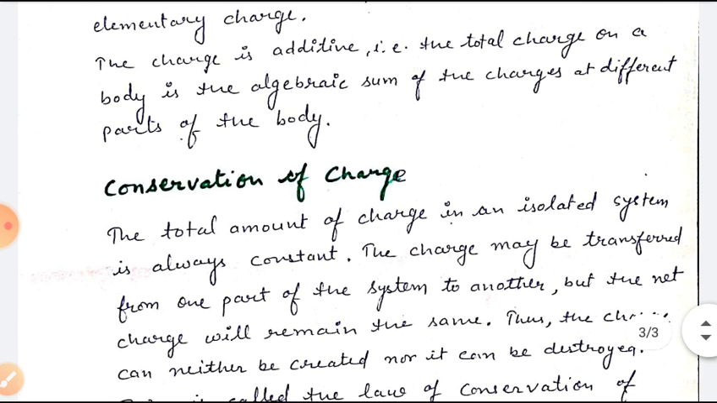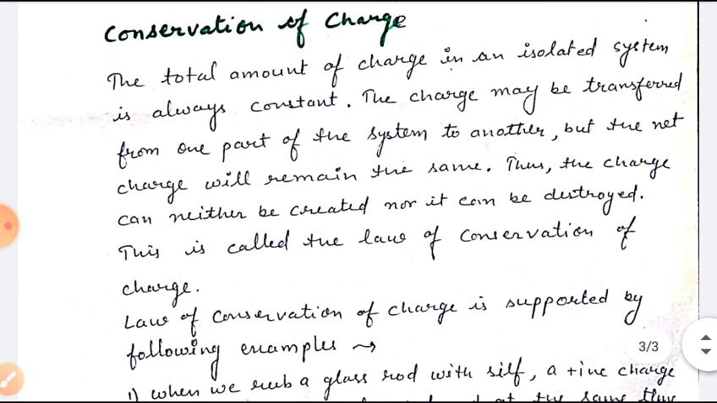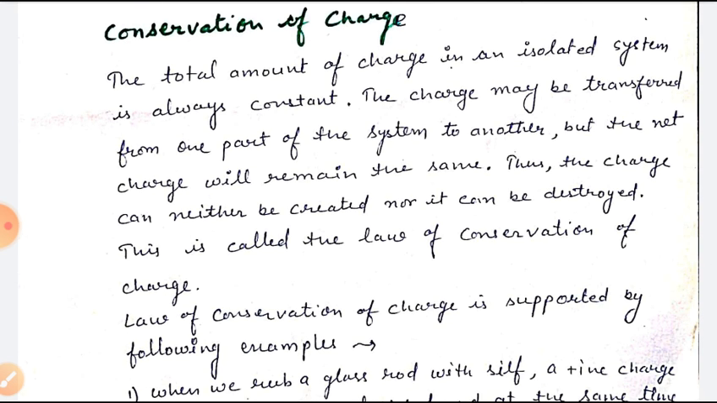Another topic which will be discussed is conservation of charge. The total amount of charge in an isolated system is always constant. The charge may be transferred from one part of the system to another part, but the net charge will remain the same. So the charge can neither be created nor destroyed. This is called the law of conservation of charge.